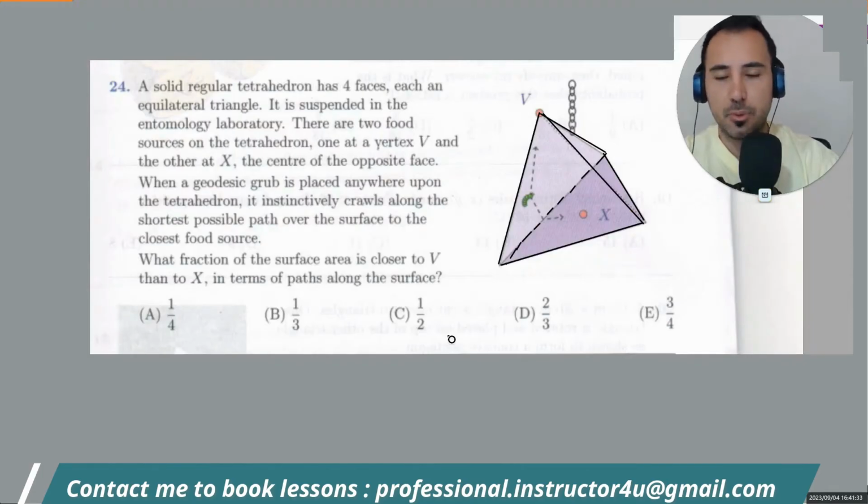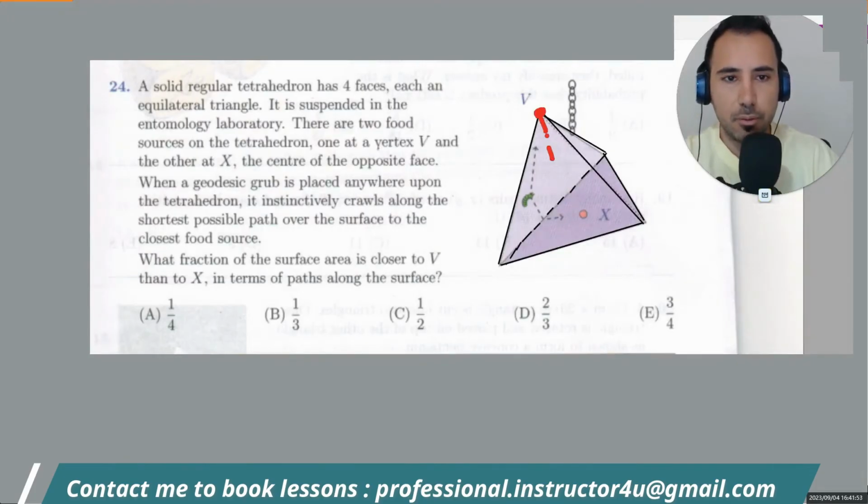So first, what does the question mean? Okay, this is a tetrahedron. There is a worm, and the worm will go to the closer food. One of them is at one point here, and in front of it, on the opposite face, is another one. So the worm would go to the closer one.